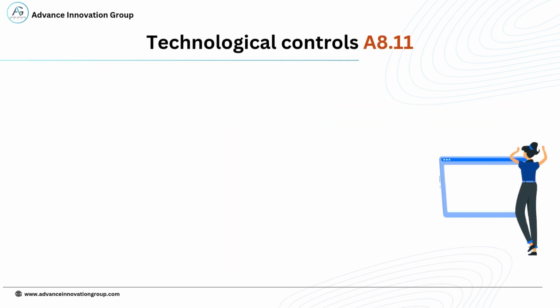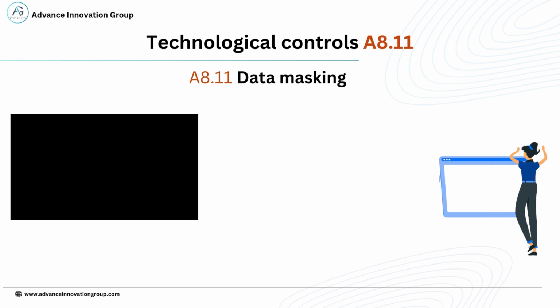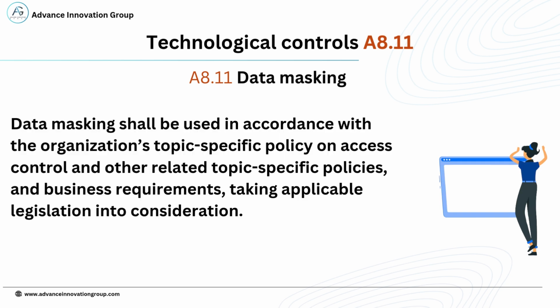Technological controls A8.11. A8.11 Data masking. Data masking shall be used in accordance with the organization's topic-specific policy on access control and other related topic-specific policies and business requirements, taking applicable legislation into consideration.